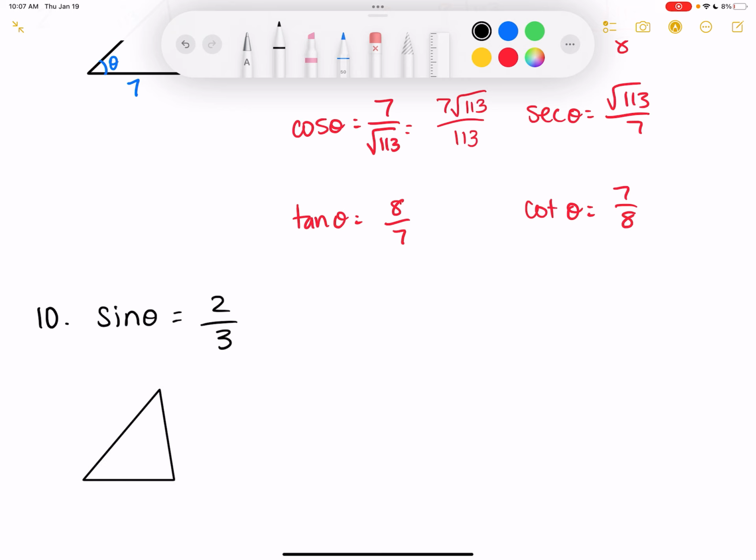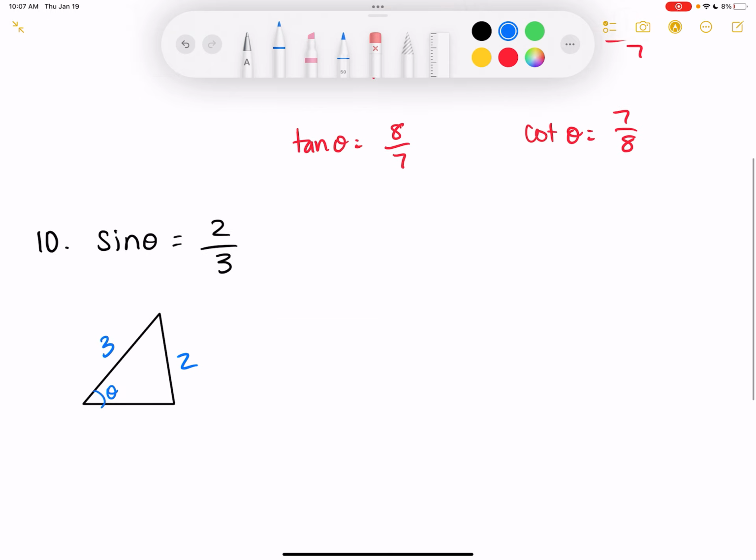So I have my triangle. I'm going to call this angle theta. So where does the 2 go? Opposite of it. So over here. What about 3? Hypotenuse. And how do I find the other side? Put that underneath. So that's going to be a is equal to the square root of 3 squared minus 2 squared.